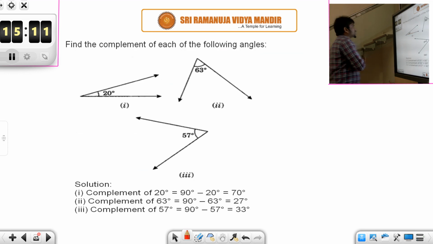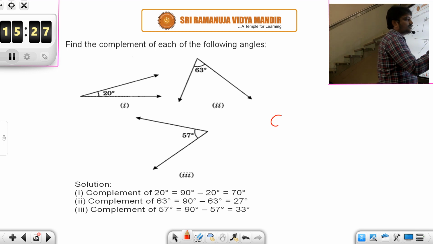Okay, students. So now let's look at some important problems based on this. Find the complement of each of the following angles. Complement is the word.